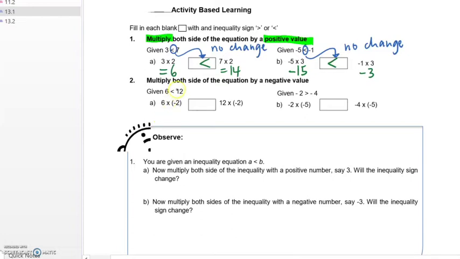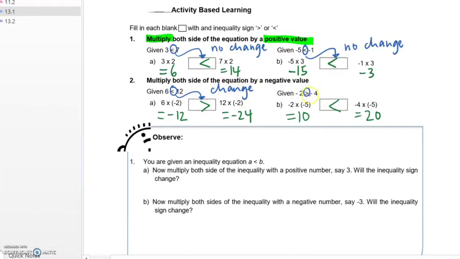Okay, given that 6 is less than 12. Now let's fill in for part A. This is equals to -12. This is equals to -24. In this case, -12 is more than -24. In part B, you have on the left is 10 and on the right is 20, and 10 is less than 20. Now observe that even though we are given 6 is less than 12, the sign does change.